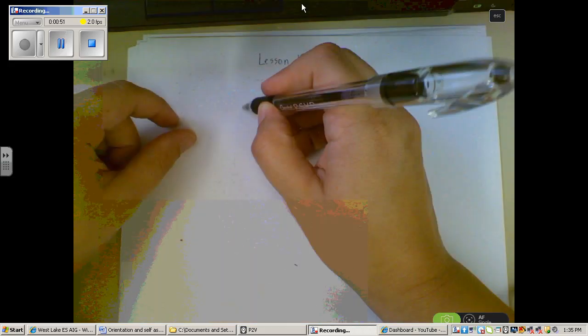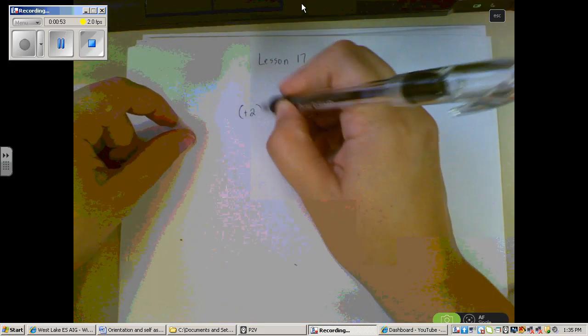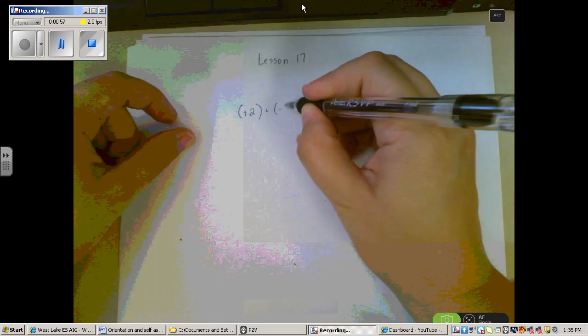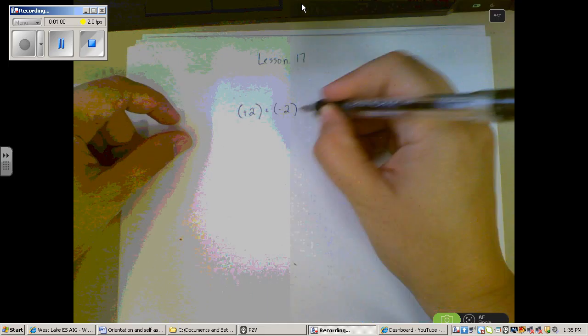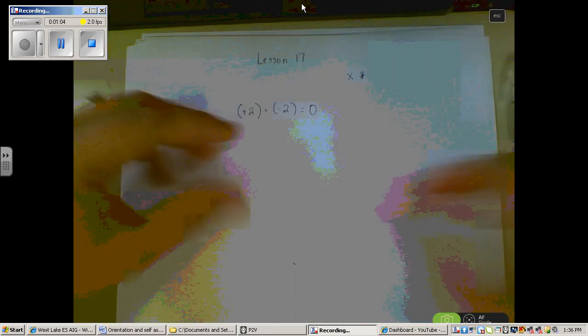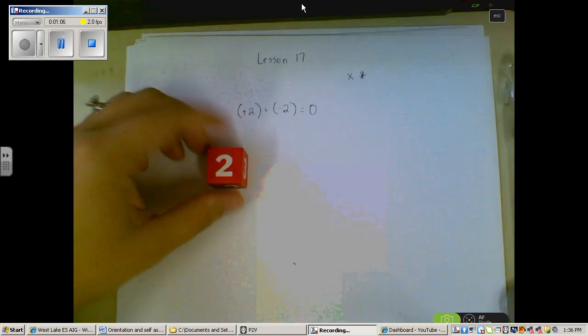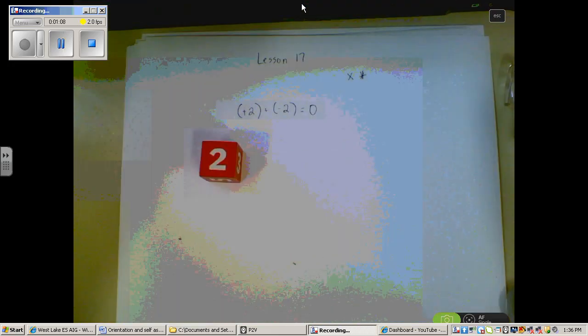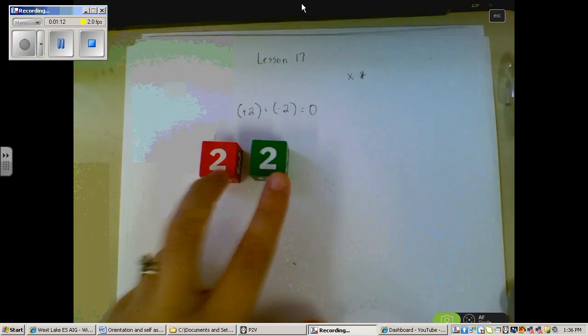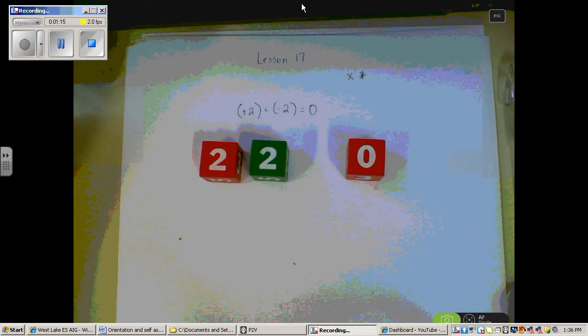So if I said to you, positive 2 plus a negative 2 equals 0. Well, that's because if we build it, we have a positive 2 plus a negative 2. These are opposites and they cancel each other out to be 0.